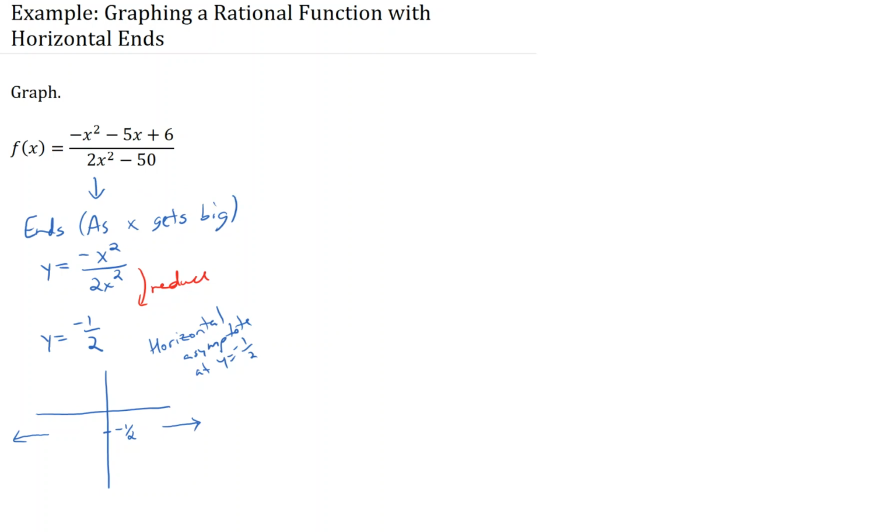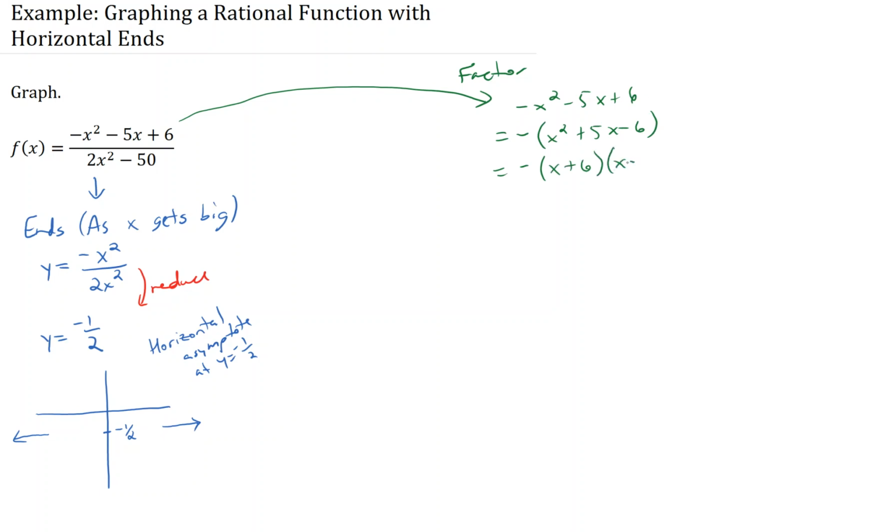Okay, so those are ends, but now we have to know the zeros and the multiplicity, so we have to factor this. Let's work on negative x squared minus 5x plus 6. The first term is negative, so I'm going to pull the negative out, making this positive x squared, positive 5x, and negative 6. Then if I factor x squared plus 5x minus 6, I get x plus 6 times x minus 1. So that's my numerator. My denominator is 2x squared minus 50.